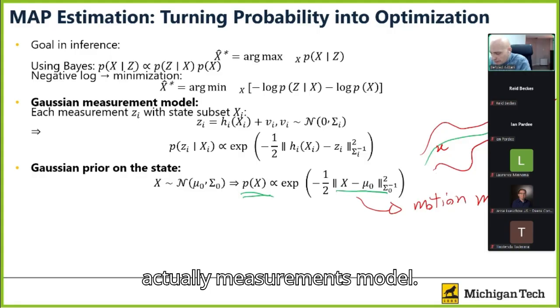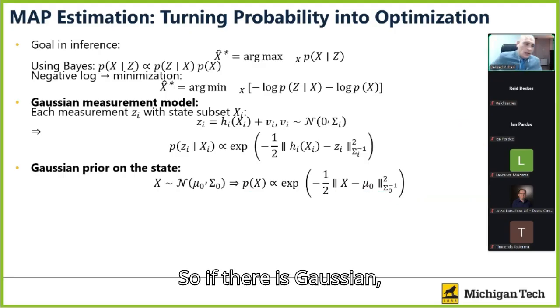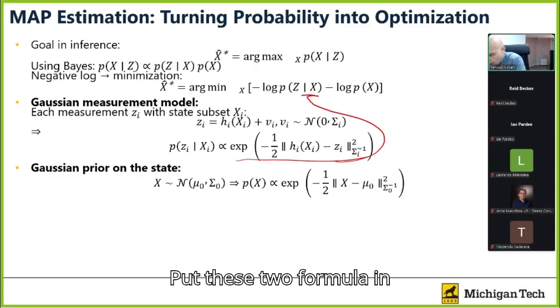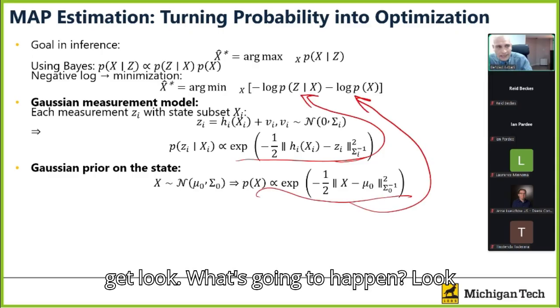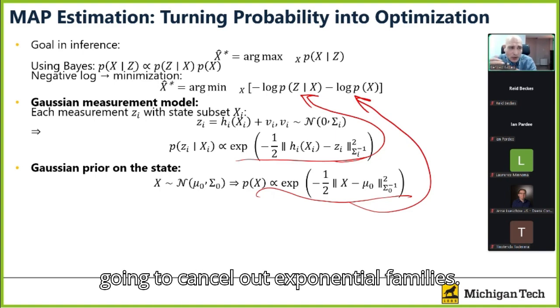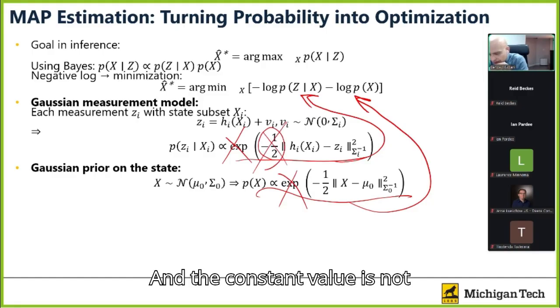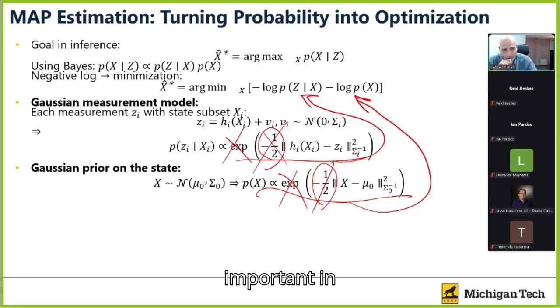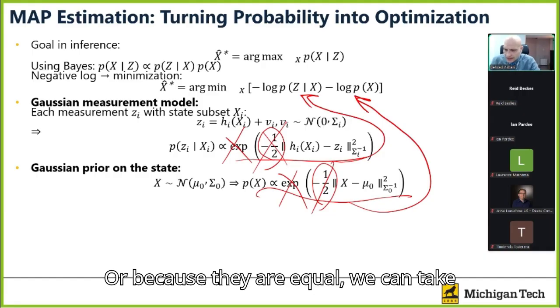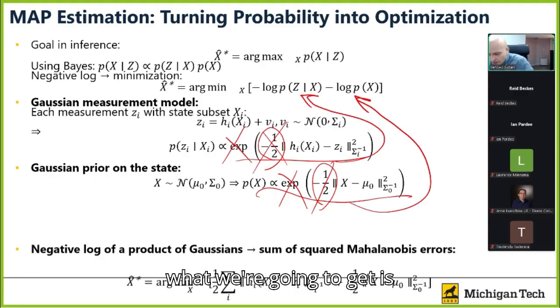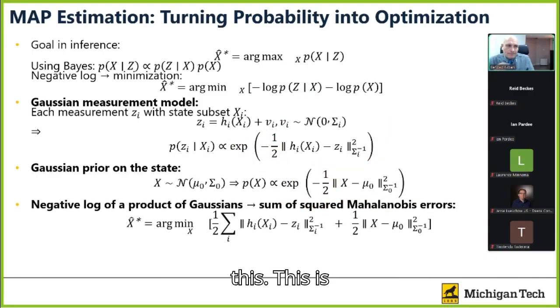actually the measurement model. So if there is Gaussian, something amazing is going to happen. Put these two formulas in here and here and take the log. What's going to happen? The log is going to cancel out the exponential families, and the constant value is not important in maximization, so we can remove that too. Or because they are equal, we can take that out anyway. And what we're going to get is this.